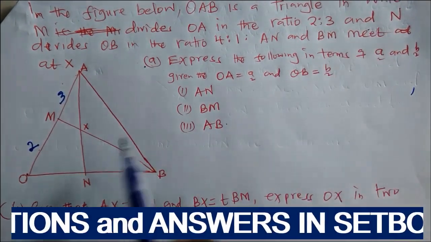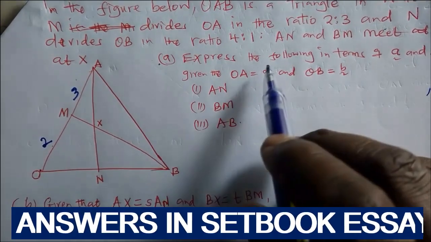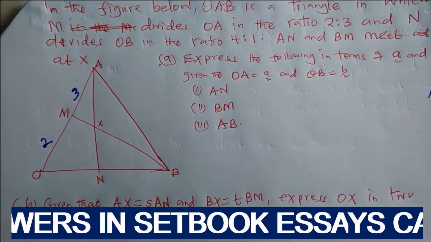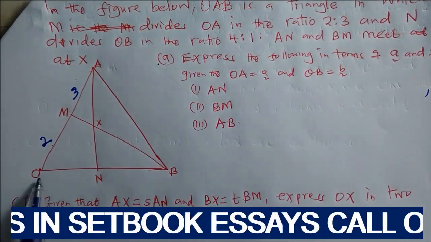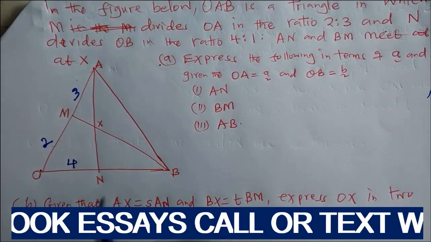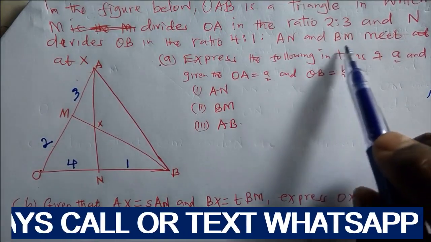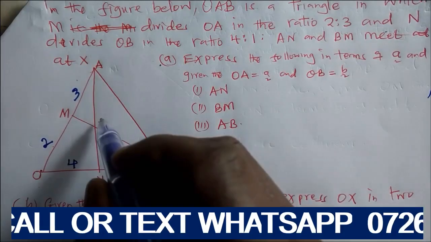And N divides OB in the ratio 4 to 1. So ON divides OB in the ratio 4 to 1. So this is 4 and this is 1. That is the ratio. AN and BM meet at X. So they meet at X.